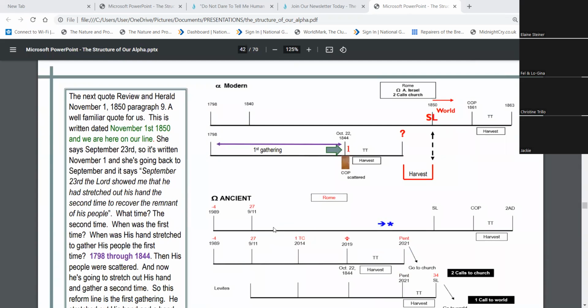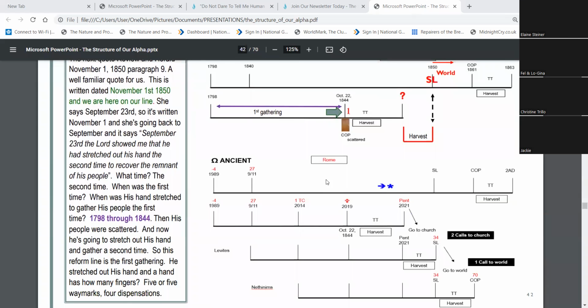The next quote, Review and Herald, November 1, 1850, paragraph 9, a well-familiar quote for us. This was written dated November 1st, 1850, and we are here on our line. She says September 23rd, so it's written November 1st, and she's going back to September. And it says, September 23rd, the Lord showed me that he had stretched out his hand the second time to recover the remnant of his people.